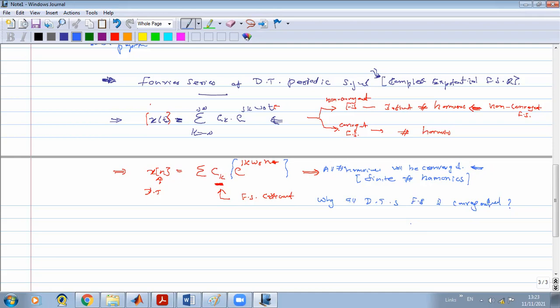Why? What is the reason? You can see that when we are getting the discrete time signal, it always has a finite number of samples, so it is of finite length. Always finite length. So the Fourier series representation is also of finite length. That is one approximate reason.